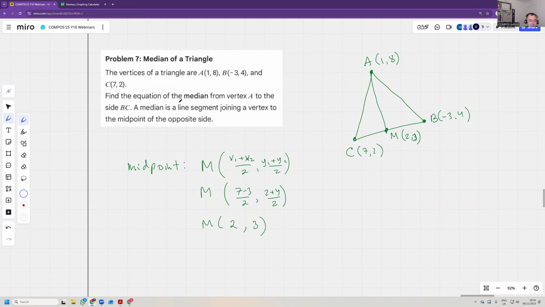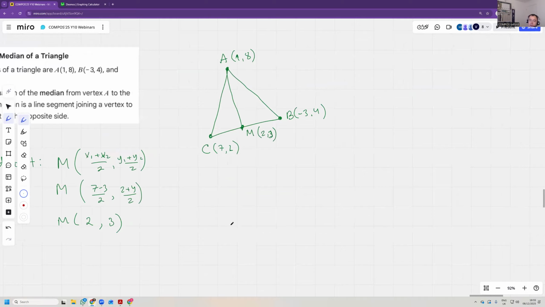And find the equation of the median. Yes, the median is a line segment joining the vertex to the midpoint of the opposite side. Perfect. Okay, now we have AM.